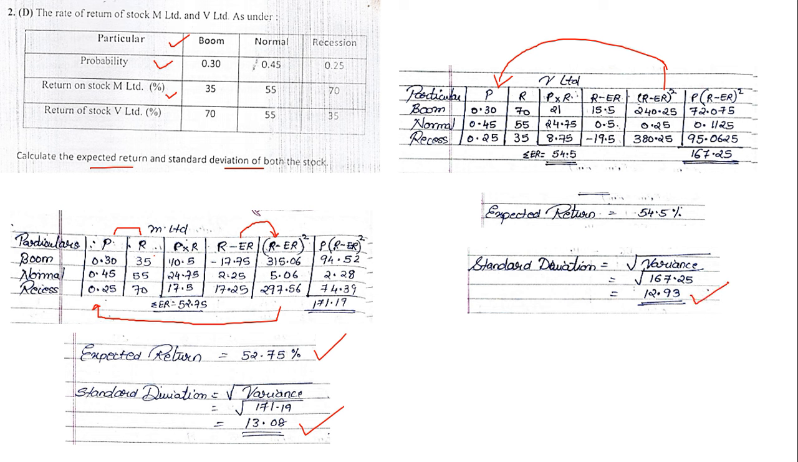So now if they tell you which one will you advise, if you look carefully, expected return of V is much better and the standard deviation or the risk is much lower. So in both the cases, V Limited is better, returns is a little higher and standard deviation is a little lower. So if they ask you which company will you advise, the answer would be, we would advise to invest in stock V Limited. Okay, this is how you'll have to solve this particular sum. Go through it once and then we'll go and check the next sum.